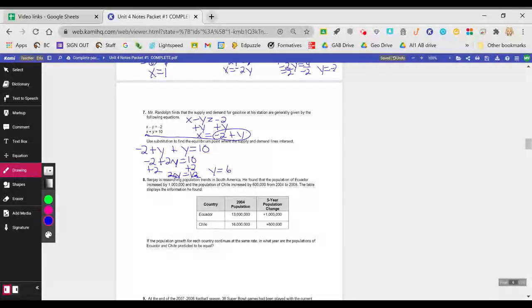Now to find x, I get to choose which equation to use. I'm going to use the x plus y equals 10. So that's x plus 6 equals 10. I subtract 6, and x equals 4. So my point of intersection is 4, 6.